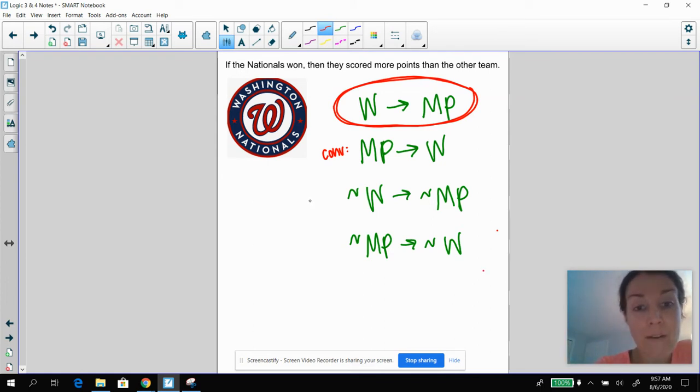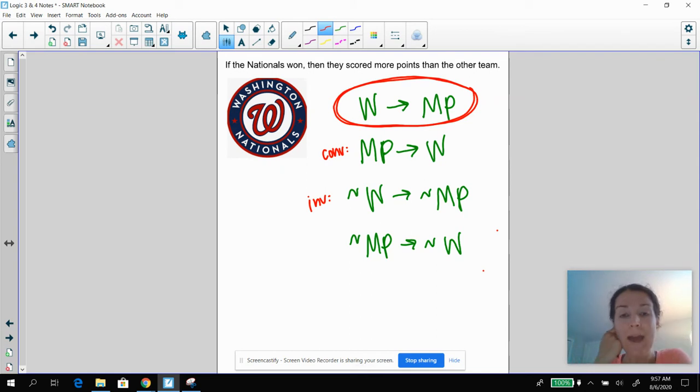Now let's talk about the inverse. So if they didn't win, then they didn't score more points. Well, if you didn't win, what if you tied? So you didn't win, but you also didn't score more points. So maybe that one's true too. But again, we could debate this in class, and that's why these are so fun.